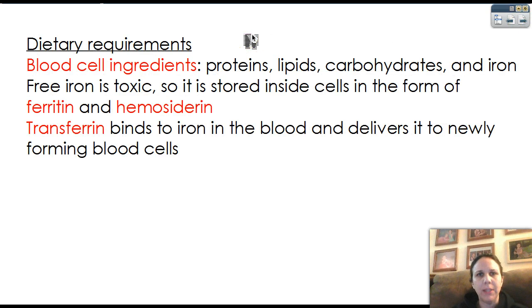In your diet, in order to maintain the proper amount of red blood cells, you need proteins, lipids, carbohydrates, and iron. But you can't have just iron floating around in your blood because it's toxic, so it is stored inside your cells in the form of something called ferritin and hemosiderin. And then when your body is ready to use it, transferrin transfers the iron from the cells into the blood and delivers it to the newly formed blood cells. So ferritin and hemosiderin is kind of like a bank of iron, and transferrin will go deliver it to who needs it.